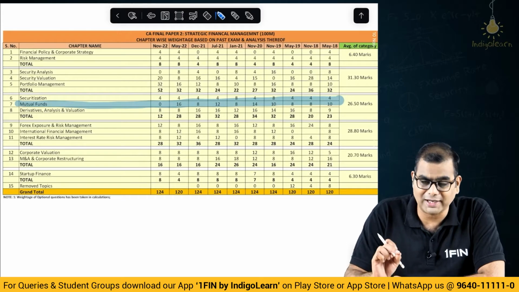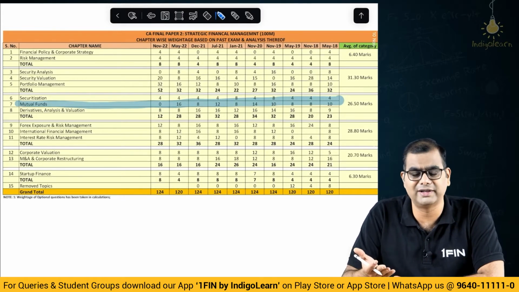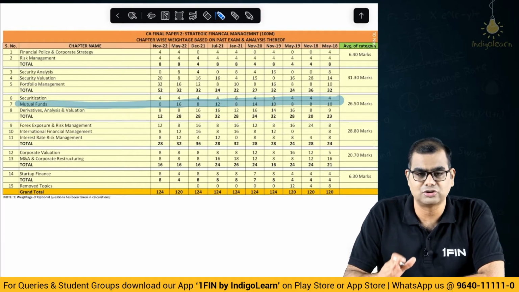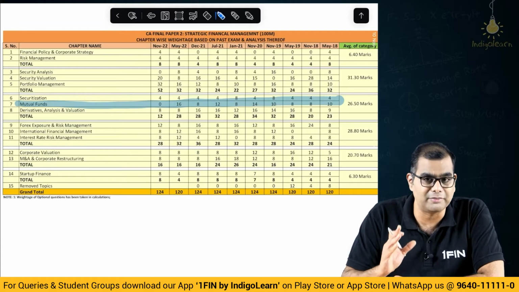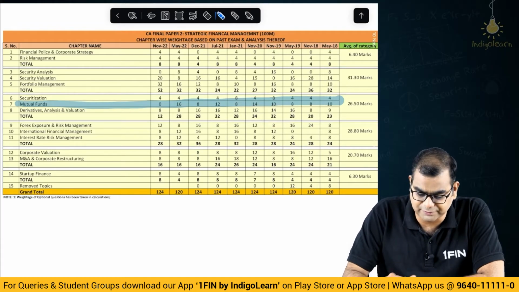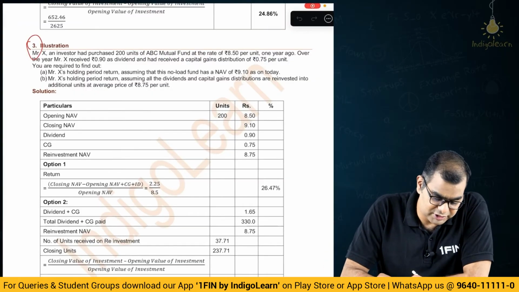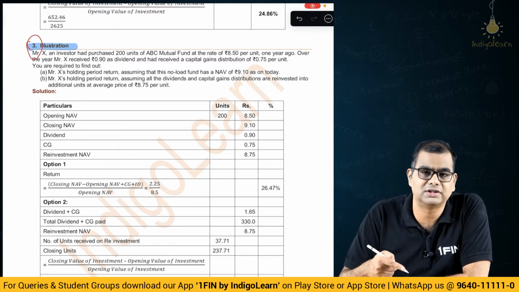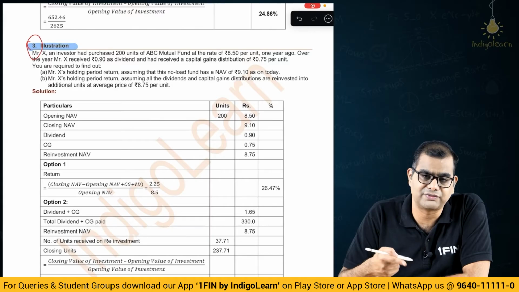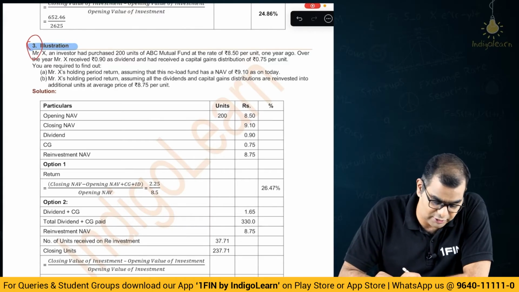Now, coming back to the important questions, I've already given you the list of important questions. I'm going to solve only those important questions so that you can get a comprehensive understanding of this particular chapter. First one is question number 3, illustration 3 from my compiler, which all of you already have access to. If you don't have it, click on the link given in the description of this video, you will get access to it. It's a file that you can download.